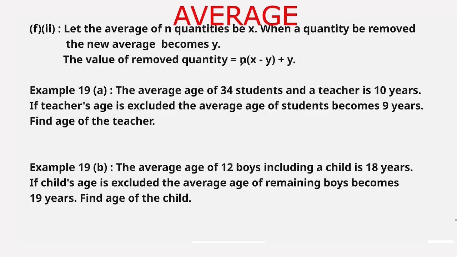This quantity may come negative or positive. If the average decreases, then this quantity will be positive. And if the average increases, then this quantity will be negative. And whatever the value comes, whether positive or negative, we will take it as positive or negative and we will reach our answer. We will learn it by examples.